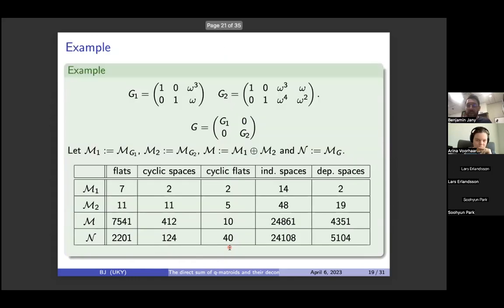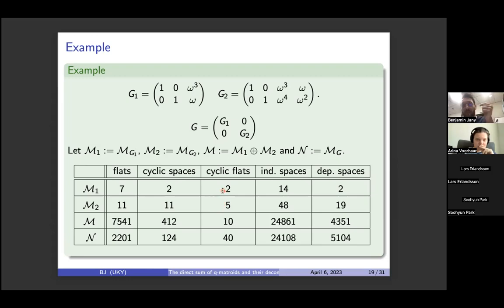Okay, let's look at an example. So these are the same matrices as before, right? And what I did is I also computed the direct sum of M1 and M2. Now notice how this direct sum here has 10 cyclic flats, which confirms our previous result, that the number of cyclic flats of the direct sum is just the product of the number of cyclic flats of each component.